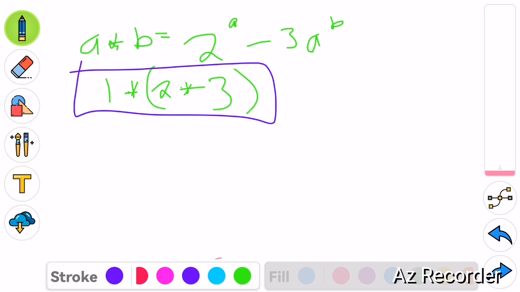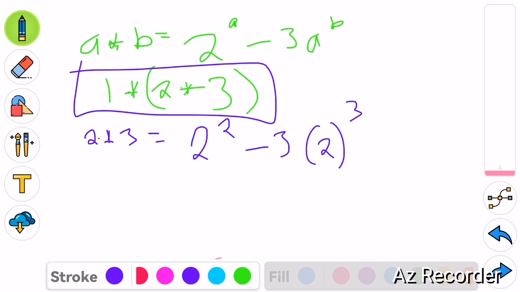So remember, brackets first, we'll start with what's in the brackets. So we're going to start with 2 star 3, and then this is going to be 2 to the power A, where 2 is taking up the position of A, so 2 to the power 2, and then minus 3 times 2 to the power 3. But this is going to be 4, and then it's going to be 3 times 2 to the power 3. 2 to the power 3, that should be 8.